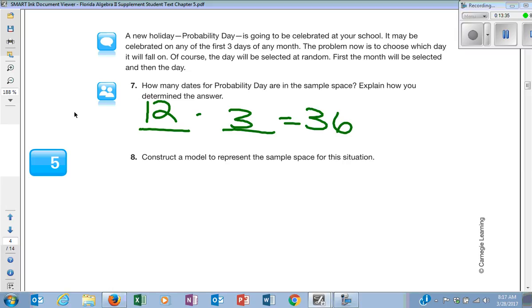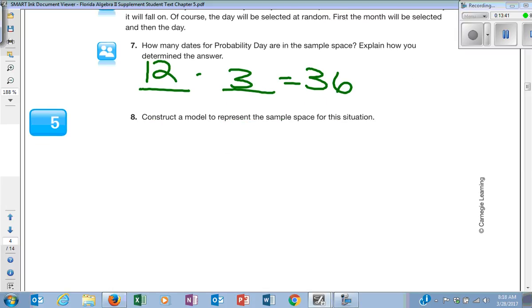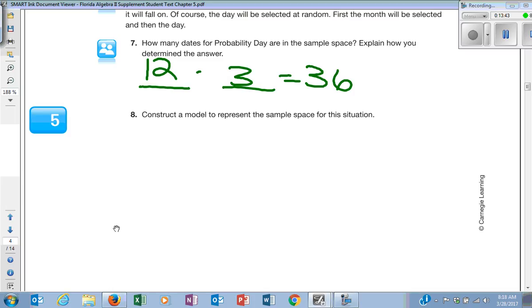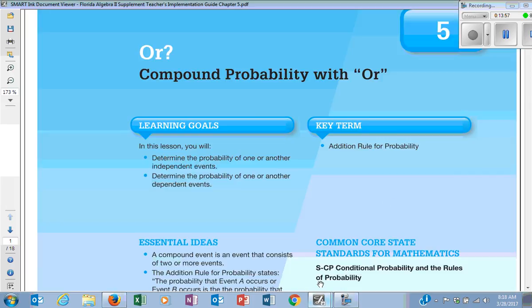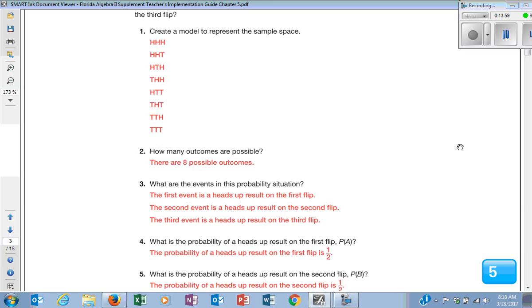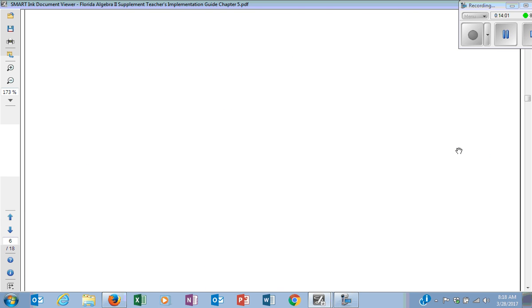Does everybody understand how we got our sample space? Now it says go ahead, construct a model for them. So we are going to go to this. We're going to cheat a little bit and use this one.